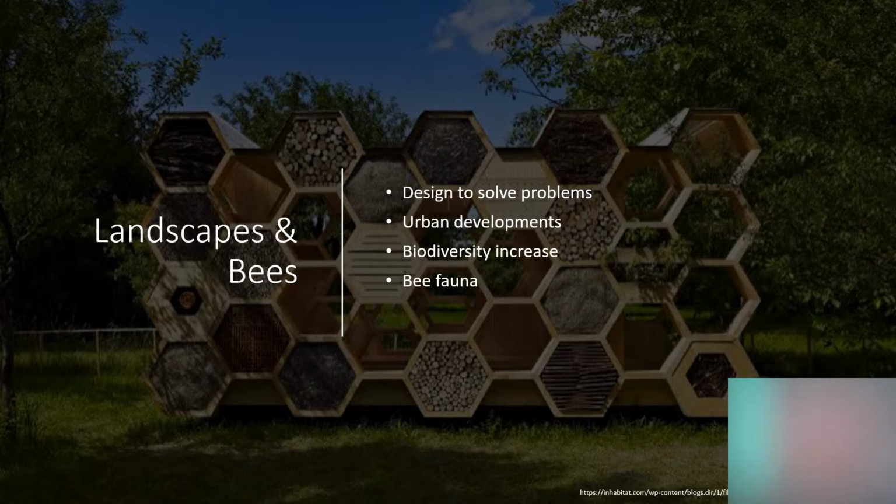Landscapes and bees. Landscapes and bees have come to coexist in their functioning forms. There are common design techniques that help solve restoration problems. These urban developments are used to increase the biodiversity of the pollinators because the more species of bees in one area, the healthier and better off the habitat is. Different bee fauna will increase the biodiversity and abundance of bees as well.